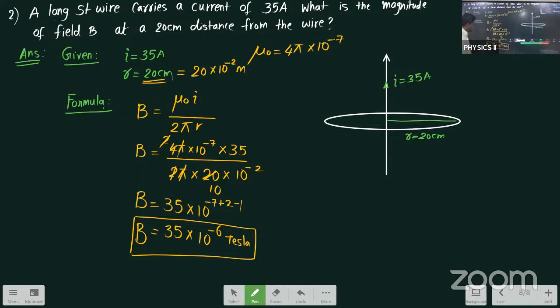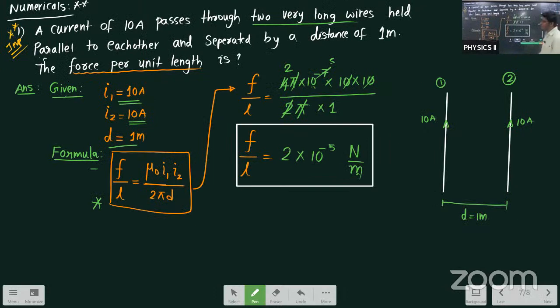I hope you understood this problem. So just now we have discussed two problems based on moving charges and magnetism. Out of these two problems, this is very important for your examination. So by this, we are done with moving charges and magnetism.